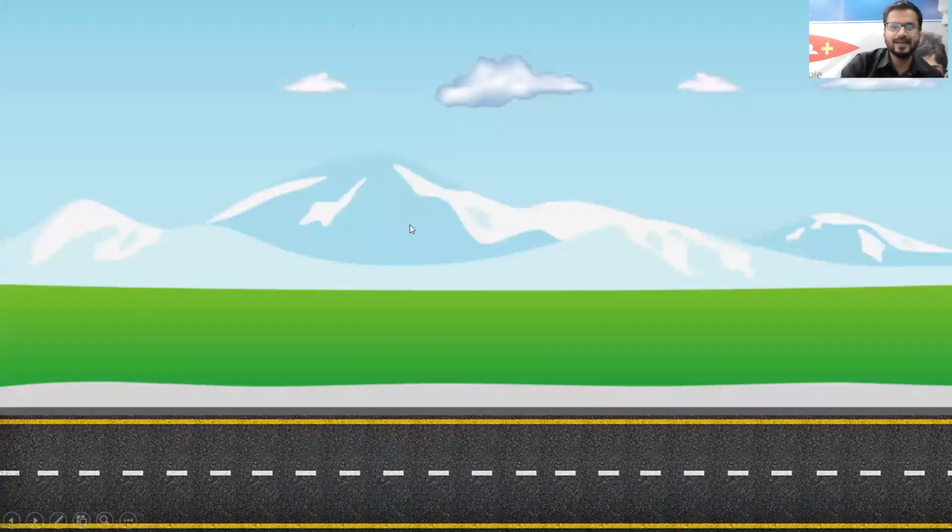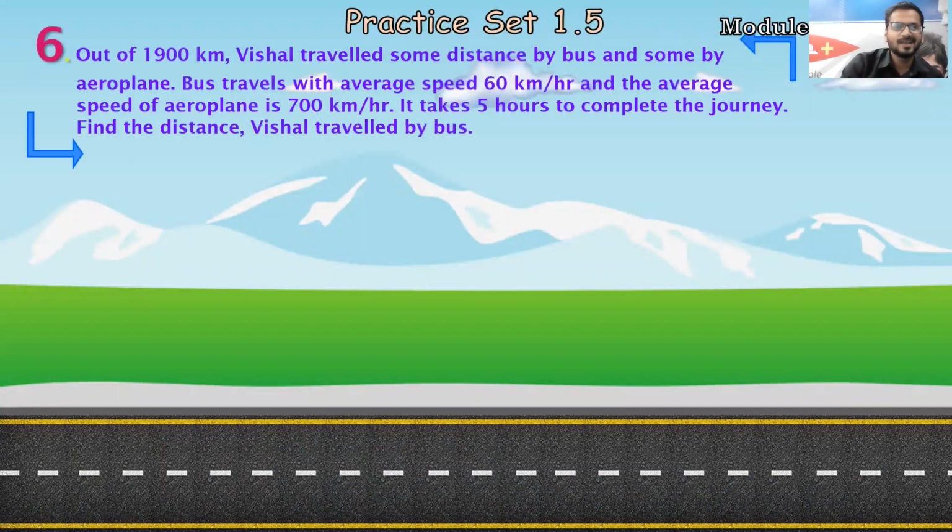All right, let's move ahead and take another question. This is a very important question, I would say. Many students ask me this question, in fact, before board exam as well. So please pay attention. Out of 1900 kilometer, Vishal traveled some distance by bus and some by aeroplane. Bus travels with average speed of 60 km per hour, and the average speed of aeroplane is 700 km per hour. It takes 5 hours to complete the journey. Find the distance Vishal traveled by bus.